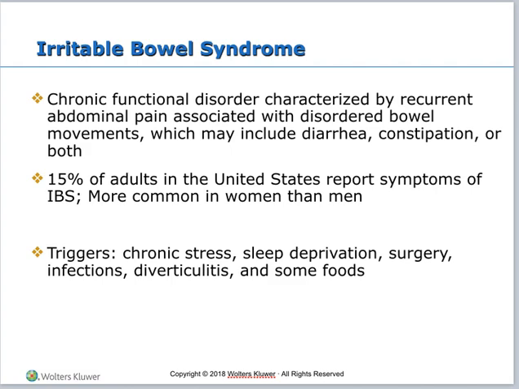Specific diagnosis that seems to be more common lately is irritable bowel syndrome. It's a chronic condition that has abdominal pain with disordered bowel movements. So some people may have periods of constipation alternated with diarrhea. Some people have just diarrhea. Some people have just constipation. This is a little bit more common in women than men, and it has some known triggers. The signs and symptoms are going to be abdominal distension, bloating, pain, and alterations in bowel movements.